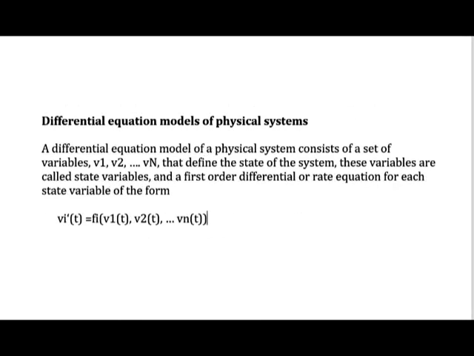We will use Euler's method for computing solutions to differential equation models of physical systems. A differential equation model of a physical system consists of a set of variables, v1, v2, vn, that define the state of the system. These variables are called state variables, and a first-order differential or rate equation for each state variable of the form vi prime of t equals fi, function of the state variables at time t. So that when you're given the values of the state variables at time t, you're able to calculate the rate of change of each of the state variables.